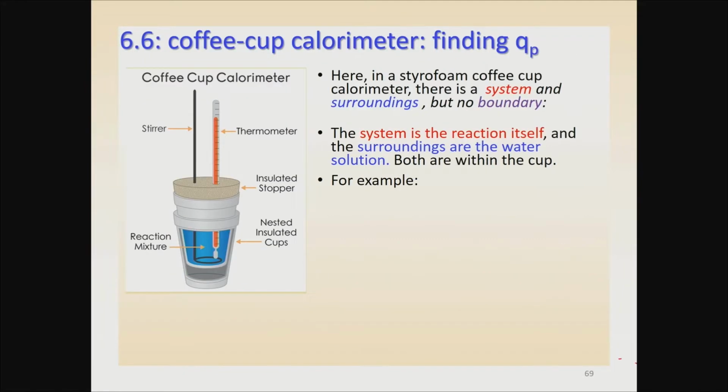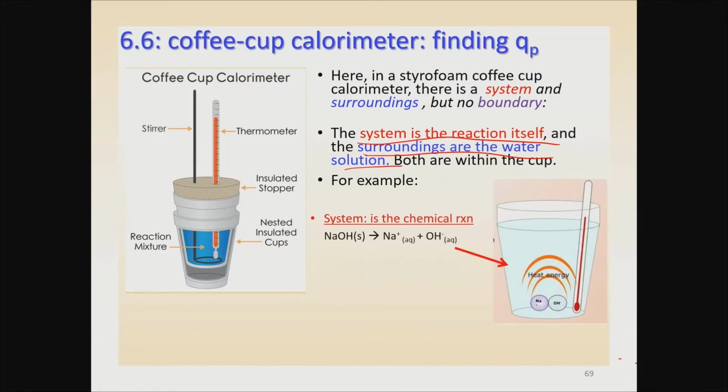So one of the things we need to talk about is how we define the system and the surroundings for constant pressure calorimetry, which is done in a coffee cup calorimeter. And so here I just indicate the system is the reaction itself, while the surroundings are going to be the water solution. So let me try to explain that a little bit more carefully here with this example. Let's say that you are interested in figuring out how much heat is released when you add sodium hydroxide pellets into water. How would we set this up in our minds so we can make the calculation of the heat that is released by the sodium hydroxide pellets?